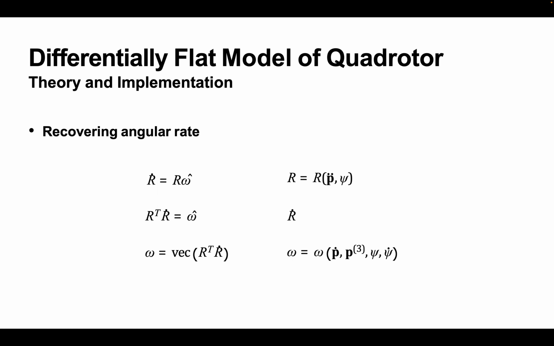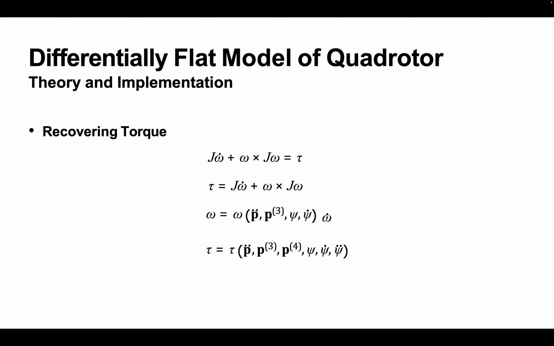Next, angular velocity is recovered from the time derivative of the rotation matrix. Since the rotation matrix depends on the acceleration and yaw, angular velocity depends on the acceleration, jerk, yaw, and yaw rates. Finally, torque is recovered from the rotational equation of motion.